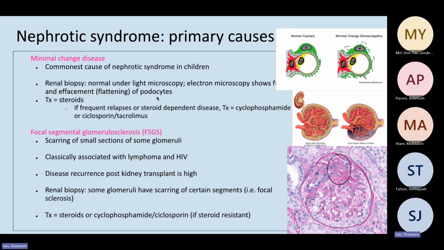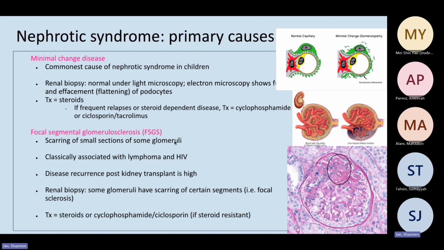Treatment for this is steroids. Steroids are a really good way of managing this condition. If patients experience frequent relapses or they have steroid-dependent disease, then you can give them cyclophosphamide or cyclosporin. And here, on the right, is a diagram comparing what a normal glomerulus and podocyte system looks like compared to minimal change glomerulonephropathy. You can see here these very distinct slits that act like a sieve, whereas here it's all flattened out, and so it means that more unwanted proteins can leak through.